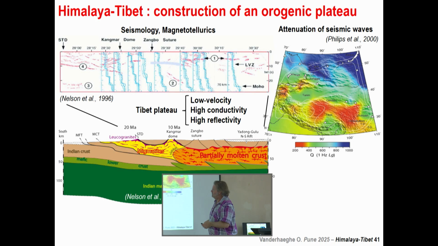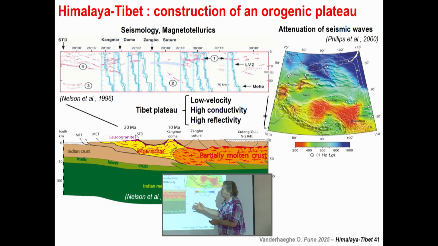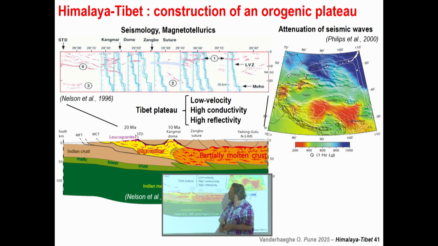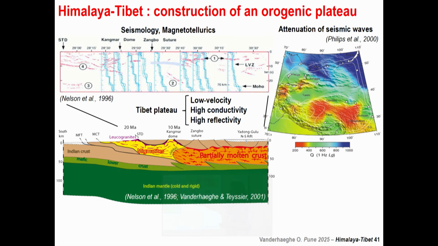So that's our representation, but we pretty much followed the proposition of Nelson at the time, which shows here that all this zone of low velocity, high reflectivity corresponds to a partially molten zone, is today partially molten, on top of which there might be concentration of leucogranites, magma.